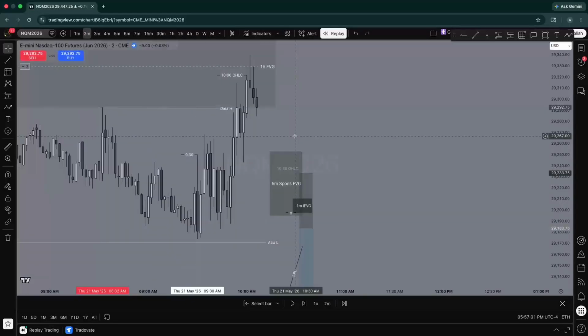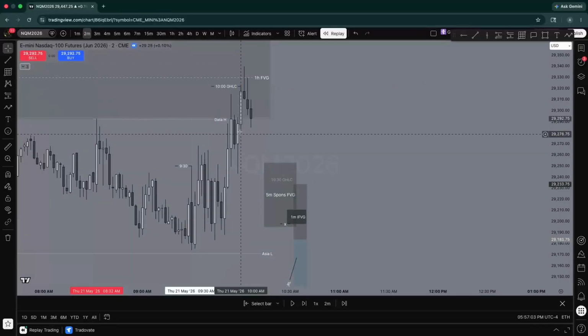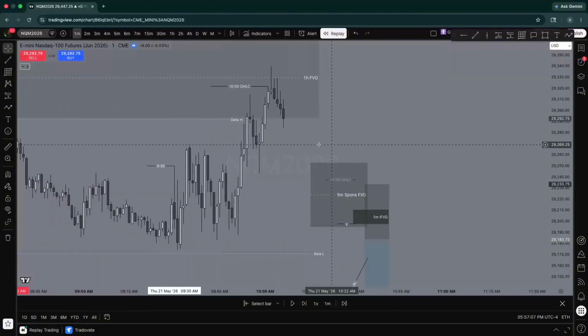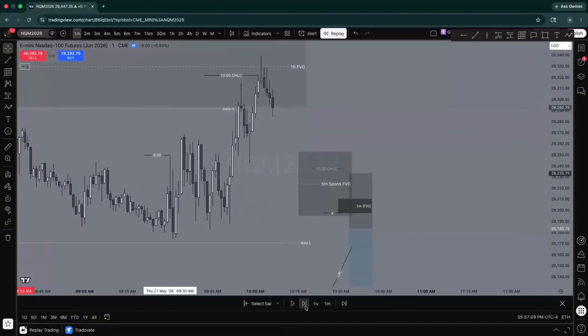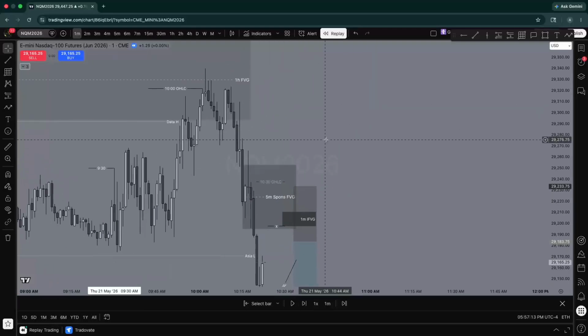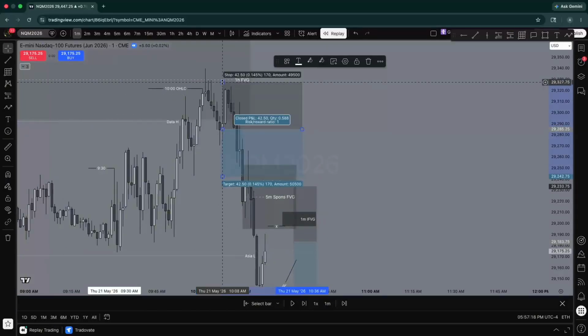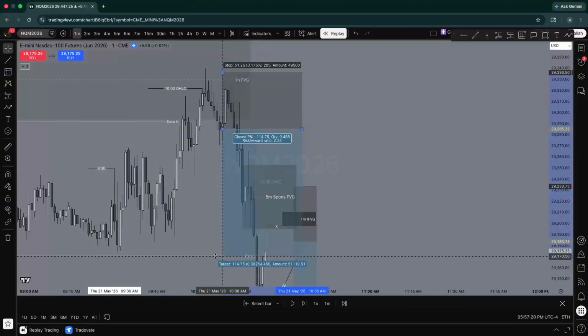I did see people take this 2 minute, which is valid because you do have the new manipulation leg. But this is just discretion wise, and I just wanted to take the highest time frame. So what do we get now? We are now just dumping, took out Asia low, and again, I wish I would have banked on this because I literally would have had like a 1 to 2.5.